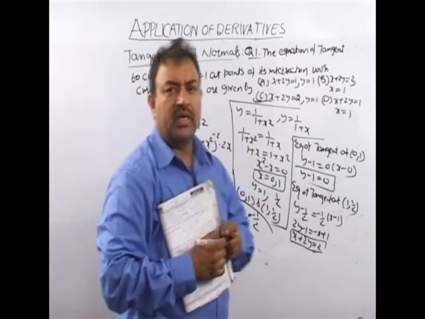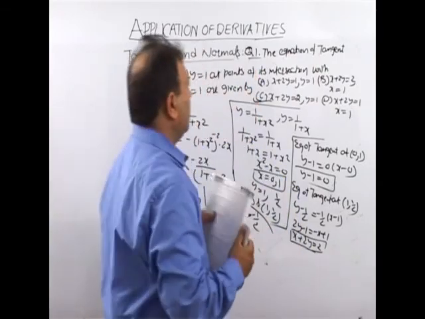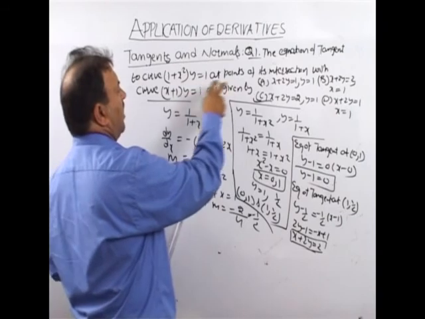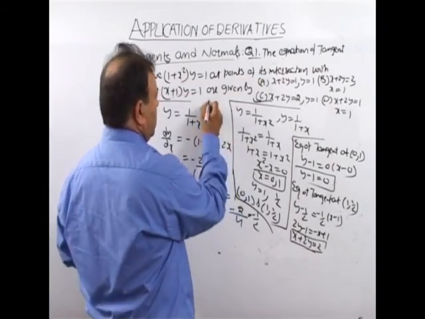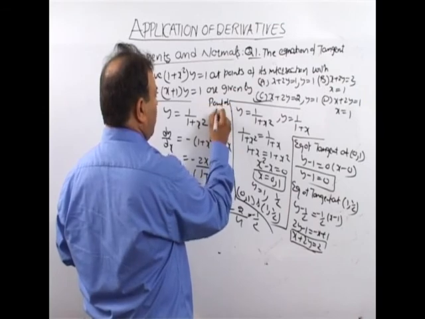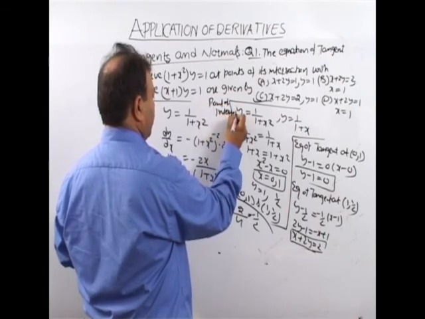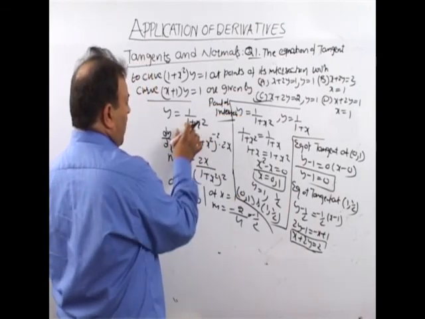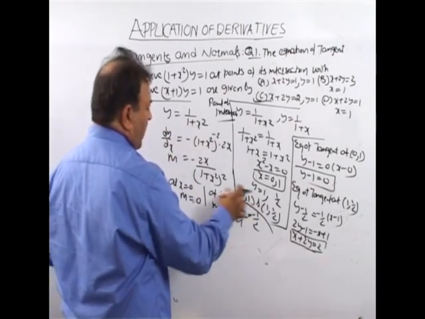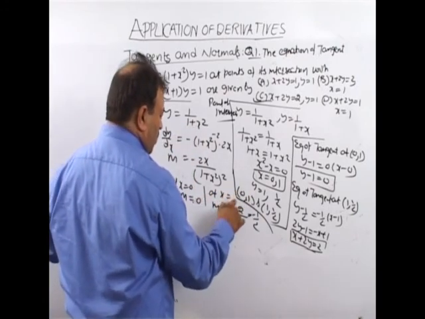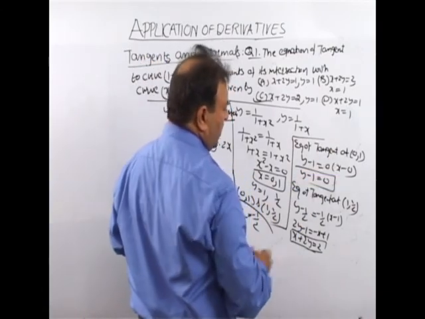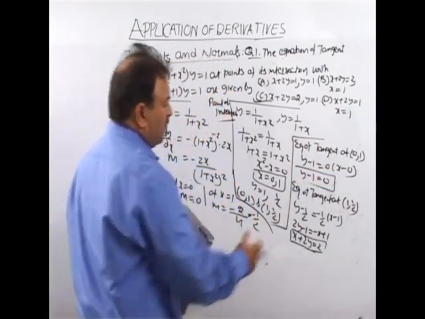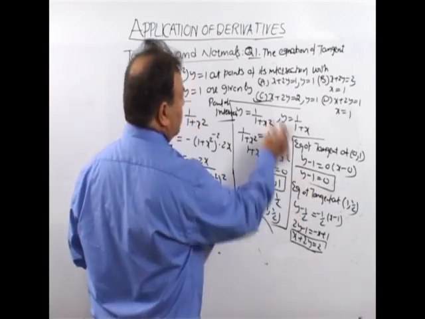Now see how we have to do question number first. The equation of a tangent to the curve at this point: first of all, we find out the point of intersection. Then we find out dy by dx at x is equal to 0 and at x is equal to 1, which gives the slope. Then the equation of tangent at (0, 1) and at (1, half). These are the two results, and option C matches.